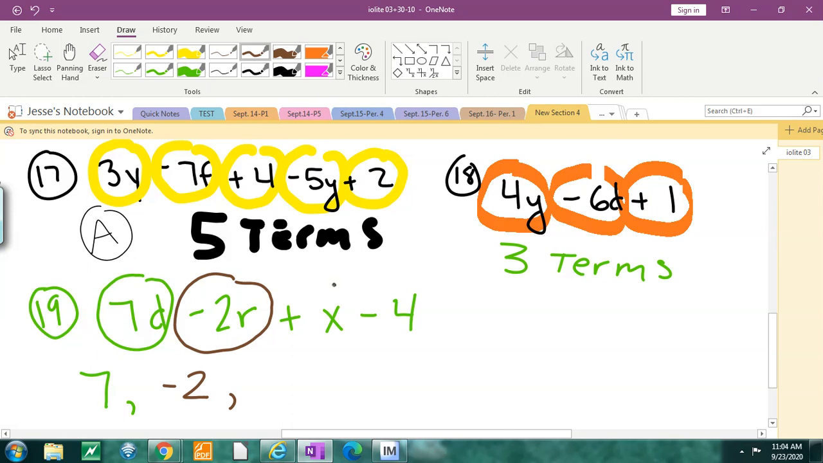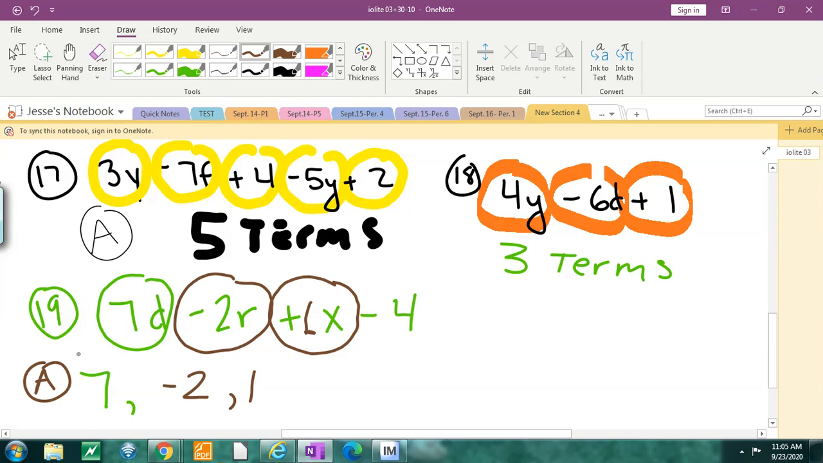What about this one? Plus x. That has a variable, but what's the coefficient? What is the number? Invisible 1. What about the negative 4? Nope, that does not have a variable. So it's, remember, a constant. So your answer is 7, negative 2, 1, which is letter C. If you forget the 1, you would have put A. That's wrong. So don't forget the invisible 1.